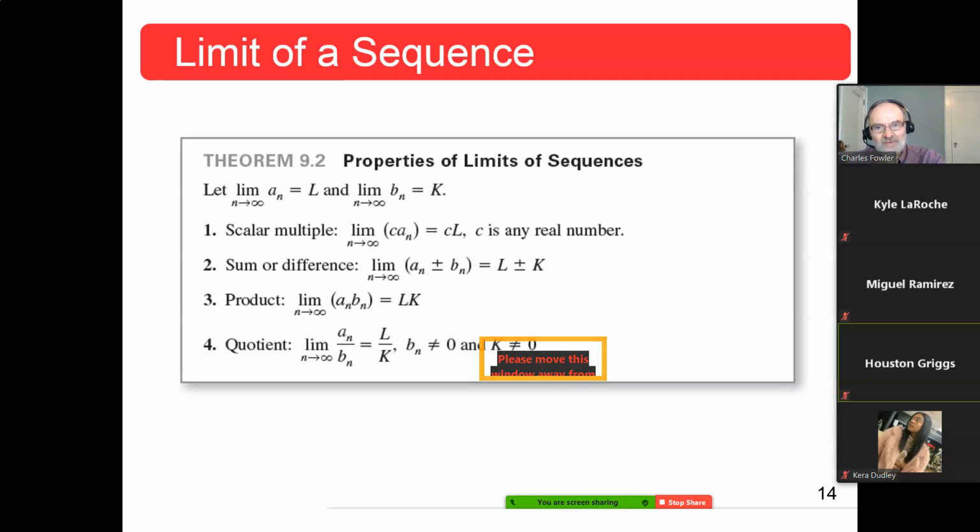All right. Any questions on that? Just the basic properties of limits. If you know the two sequences have limits, then these 4 conditions are met.